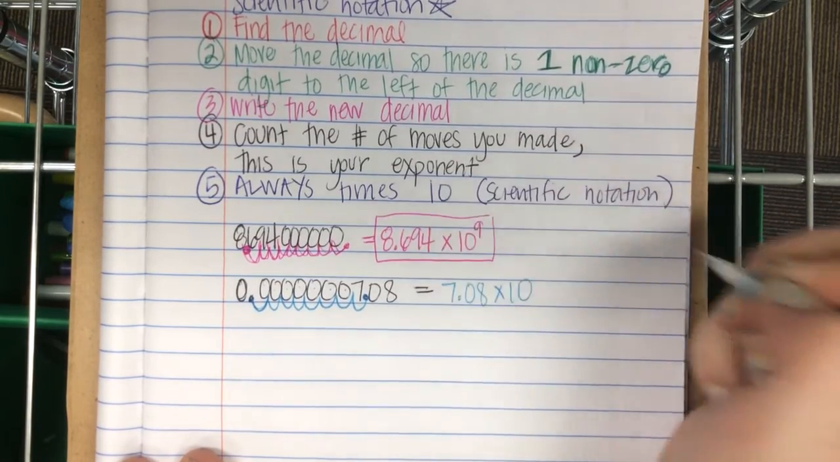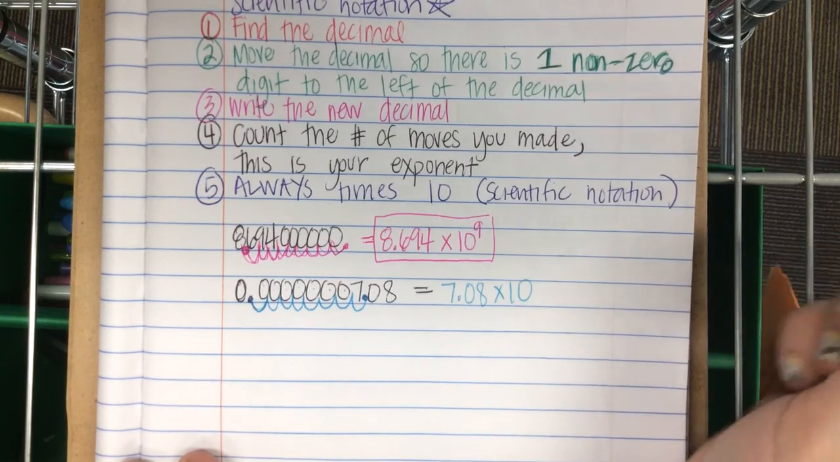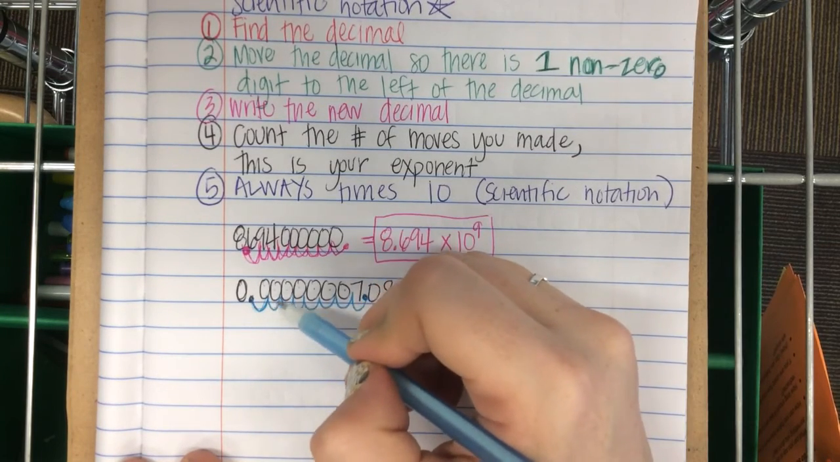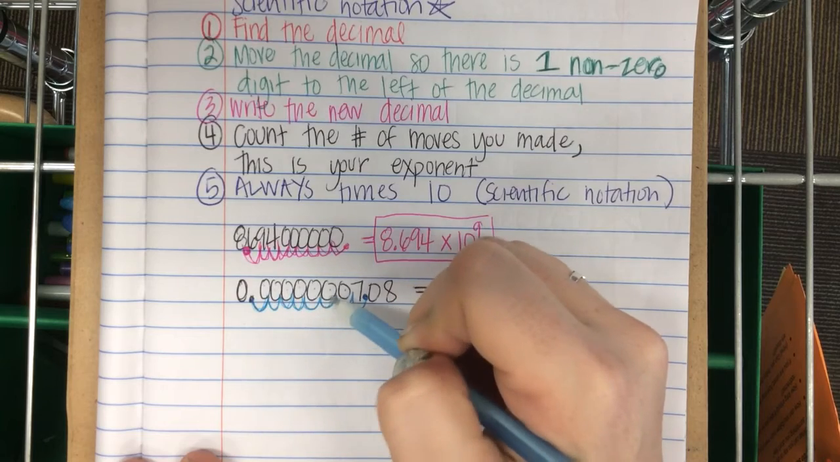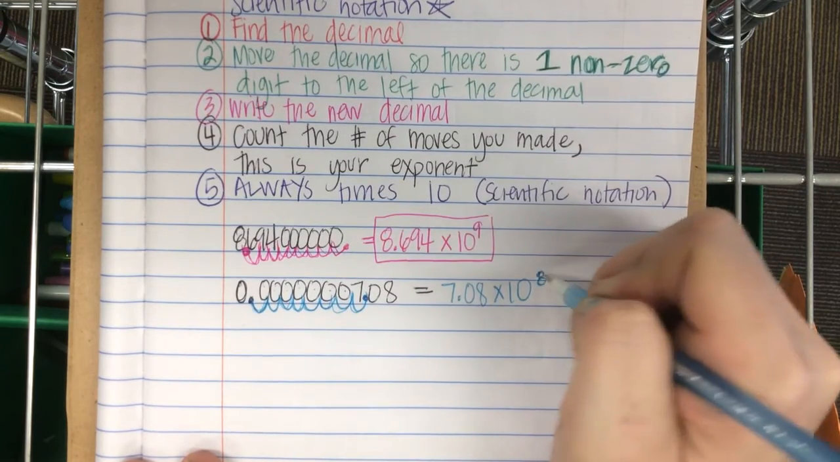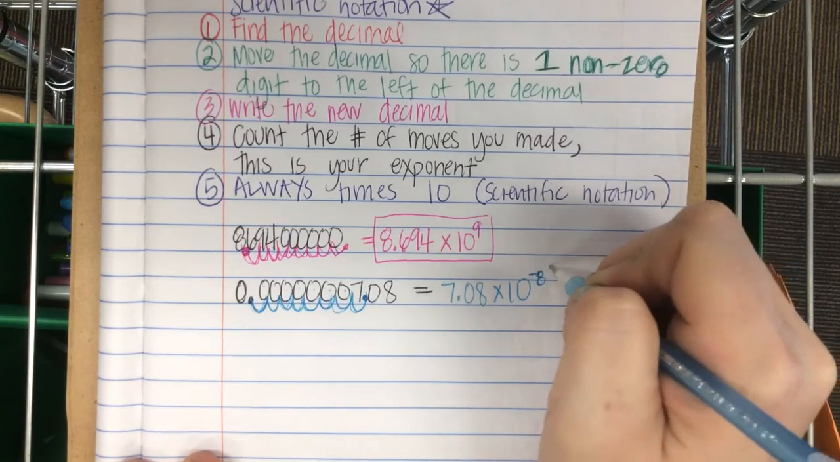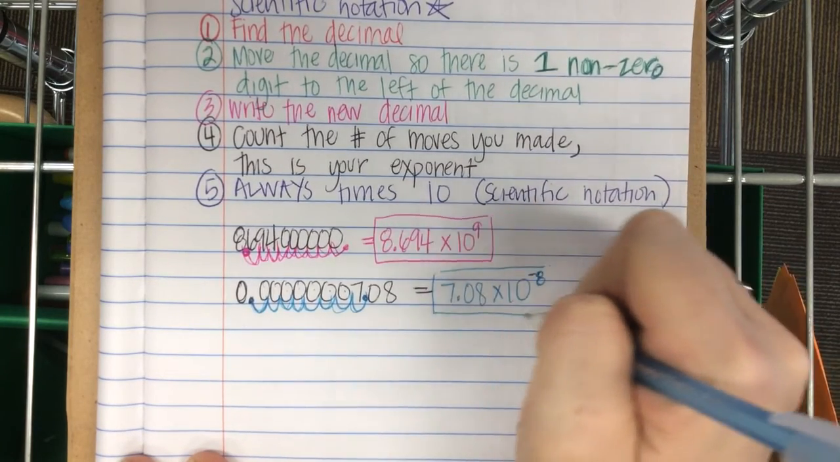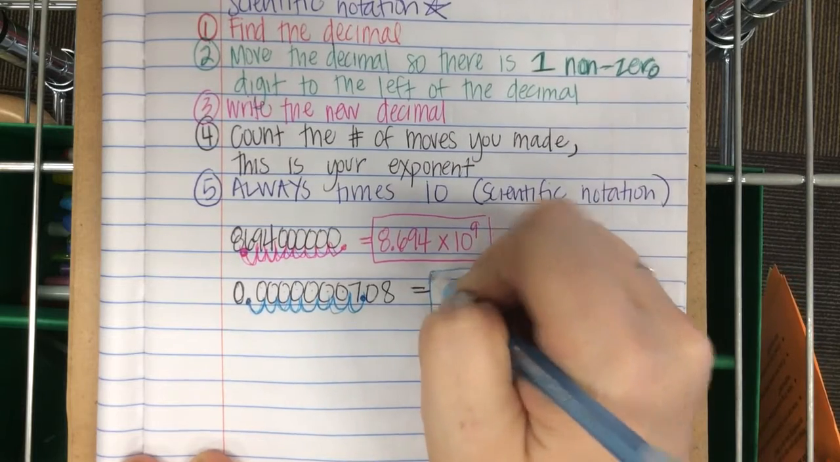Always times 10 to the power of negative. And I look: 1, 2, 3, 4, 5, 6, 7, 8. So to the power of negative 8. Why negative? Because it's a decimal. Because it's a tiny number, so it has a tiny exponent.